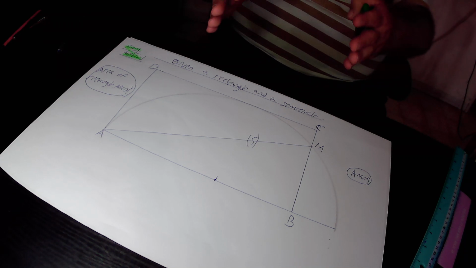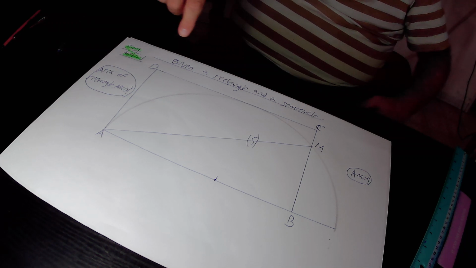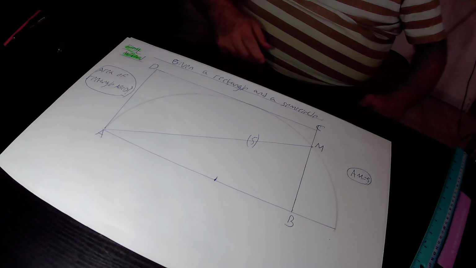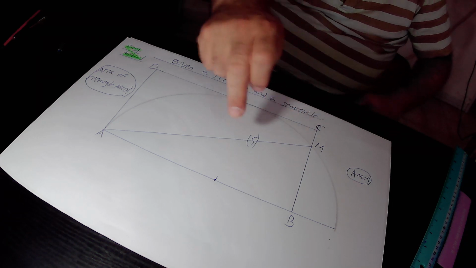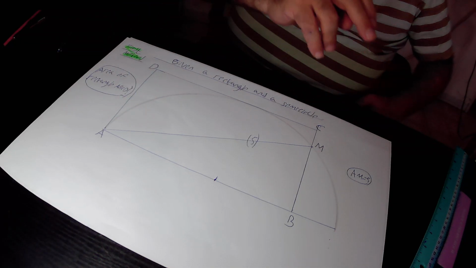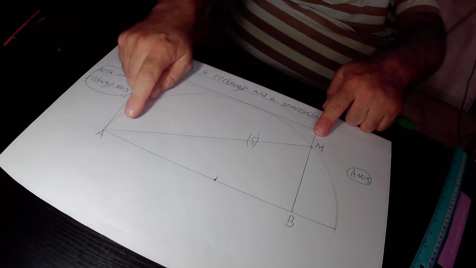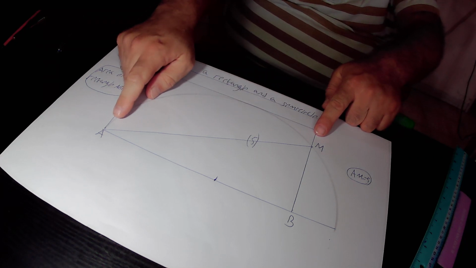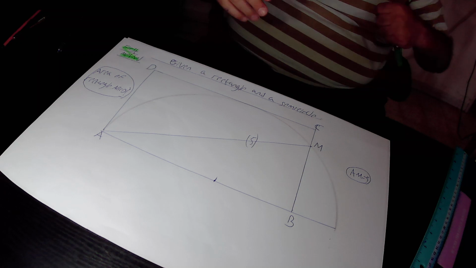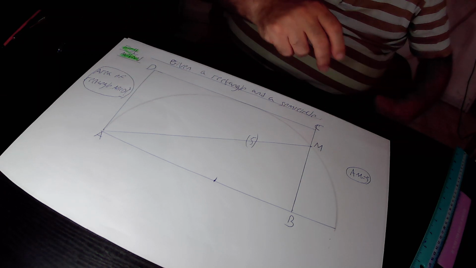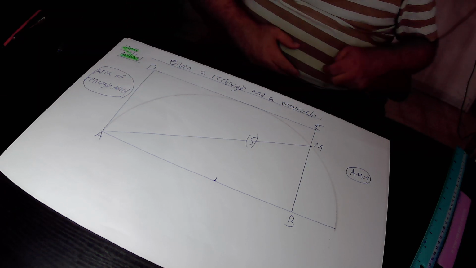Our mission in this second question is to find out the area of this rectangle ABCD. So at the moment we have rectangle ABCD and we have this semicircle. Line segment AM equals 5 units in its length. Again, our mission is to find out the area of this rectangle ABCD. So we start with the first method.